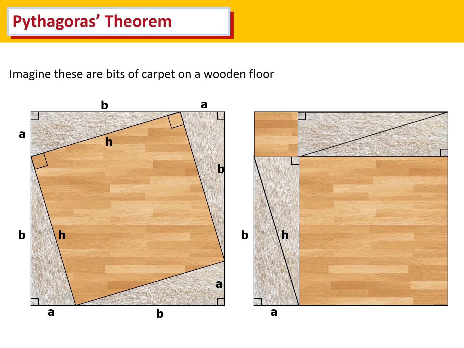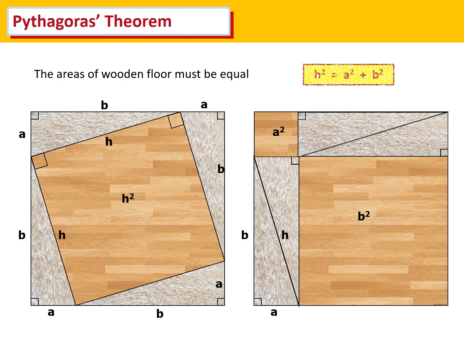Let's look at the areas. Well, as I said, the area of the wooden floor in the left-hand side is h squared. The area of the wooden floor in the right-hand side is a squared and b squared. So a squared plus b squared must equal h squared. And that is the simplest proof of Pythagoras' theorem that I know.